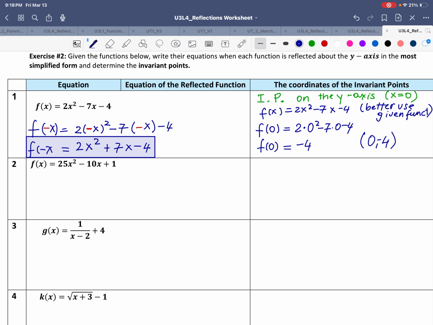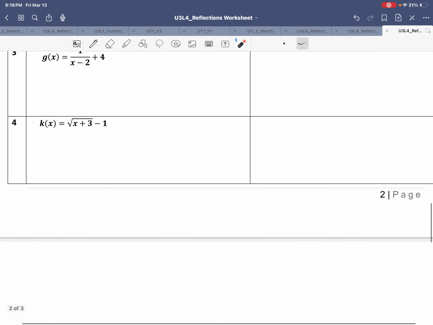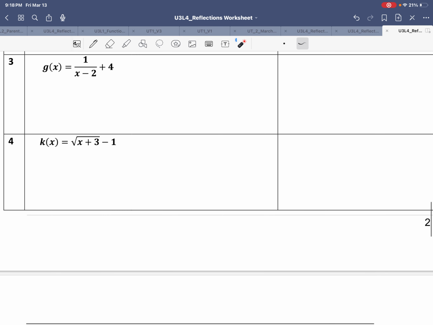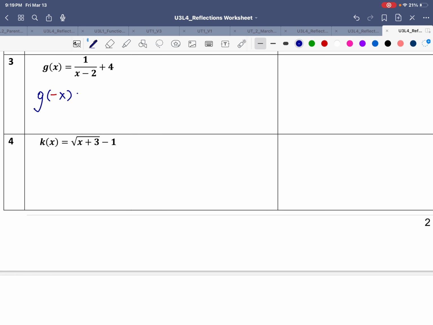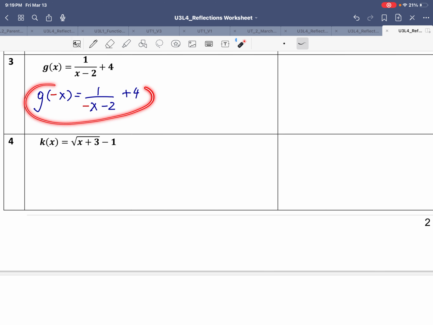So you can try the next questions on your own. I'll move on to the function g(x). So again, we're trying to find g of negative x. So what that means now, we're going to have 1 over x, where x will be replaced by a negative x. Nothing else changes. And then plus 4. So this would be the equation of the rational function, or reciprocal as we call it.